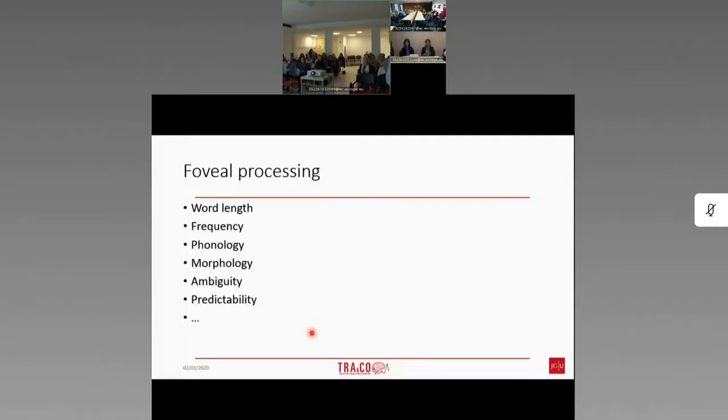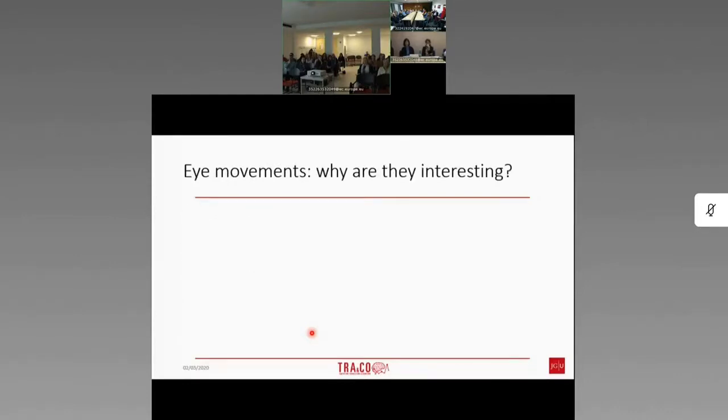So what is it that we process in this central area in the foveal? A very well-established effect is word length. The longer the word, the more difficult it is to process it. Then frequency, phonological aspects, morphology, ambiguity, and also predictability. And there's a long list of other aspects that are processed in the foveal.